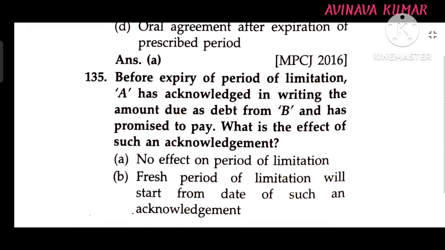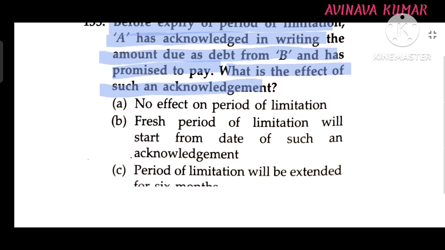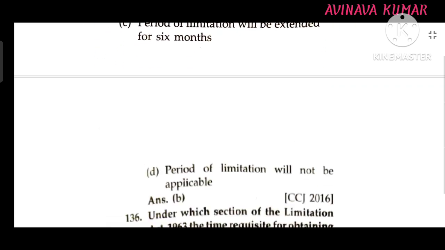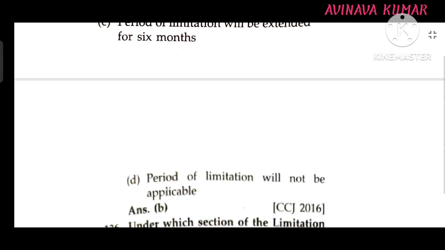period prescribed. Before expiry of the period of limitation, A has acknowledged in writing the amount due as a debt, but B has promised to pay. What is the effect of such acknowledgement? A fresh period of limitation will start from the date on which the acknowledgement was made, the date of such acknowledgement.